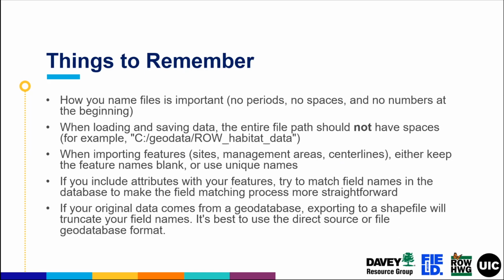So it's important when you're saving out files and accessing data through Pro, that your file names don't have any periods or spaces or numbers at the beginning of the file name. And similarly, when you're not only the file itself, but the whole folder path underneath it, you really don't want spaces in there. So the example here is like I'm working on the C drive. I've got a folder called geodata. Notice there's no space between geo and data, and ROW habitat data. I'm using underscores instead of spaces.